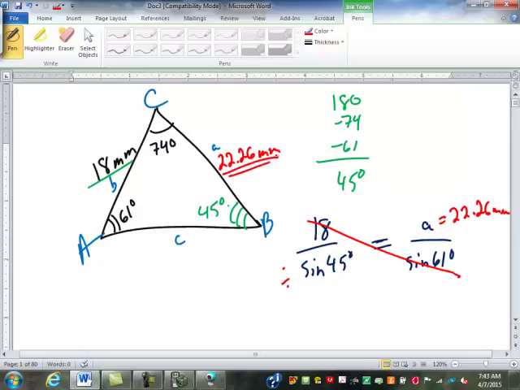Now, before we keep going, does this make sense? Does that 22.26 make sense? Yes, 61 is bigger than 45, and 22.26 is bigger than 18, so it sort of makes sense. What do we know about side C in relation to those other two? It's going to be a little bit bigger yet, right?